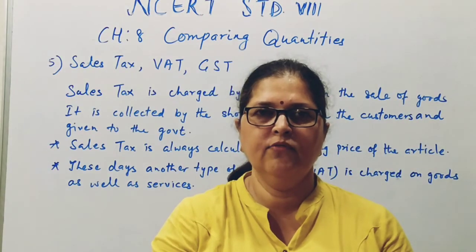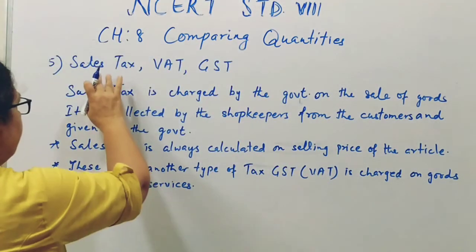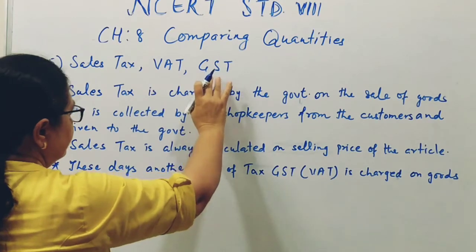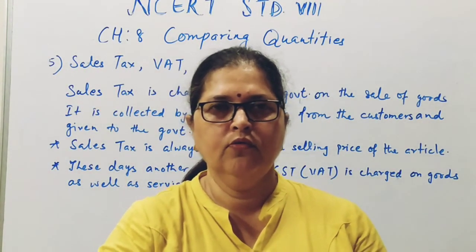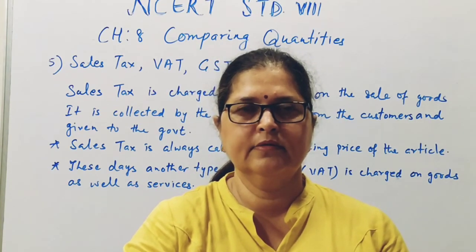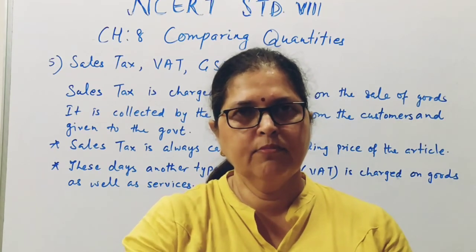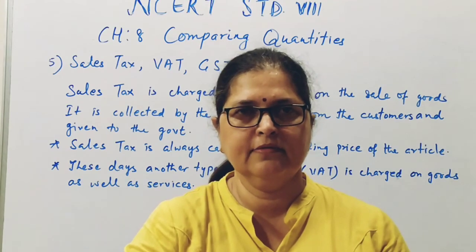Next, number 5, different types of taxes. For example, sales tax, VAT, GST, etc. Have you ever thought from where does government get money to make hospitals, railways, buildings, etc.? Government get money from us only in the form of various taxes.